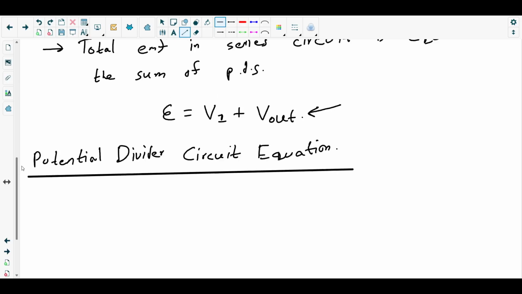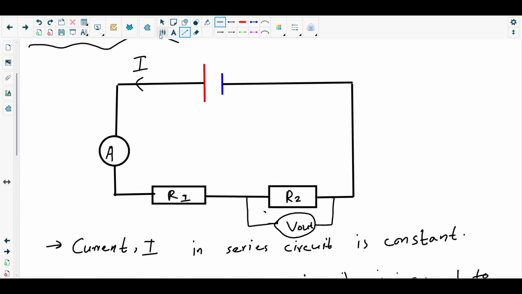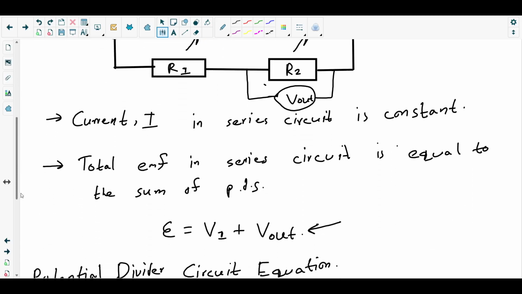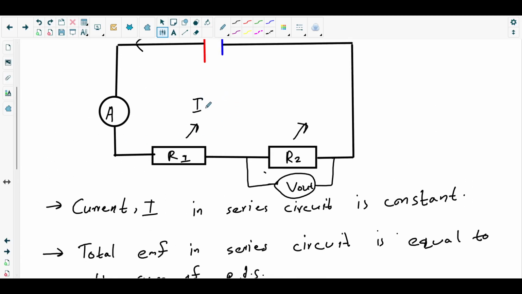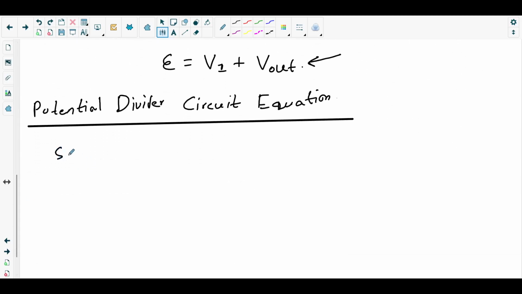It's basically from Kirchhoff's law, applying Kirchhoff's law in the series circuit. In a series circuit, current is constant. That means the current through R1 and the current through R2 is the same, right? So we can say the current through R1 is I1 and the current through R2 is I2. Using Kirchhoff's law, we can say I1 equals I2.